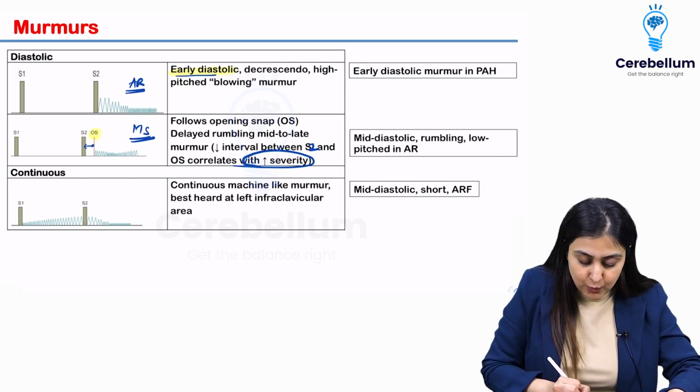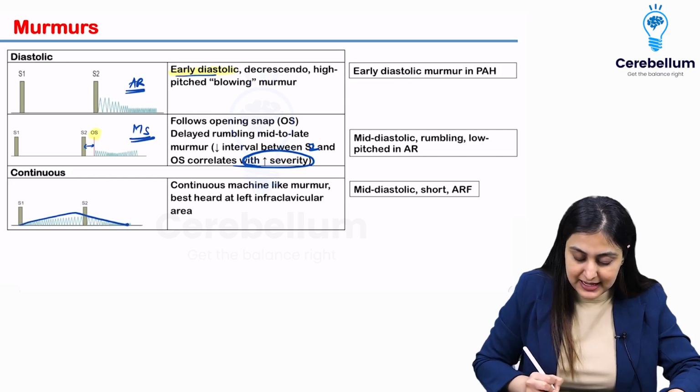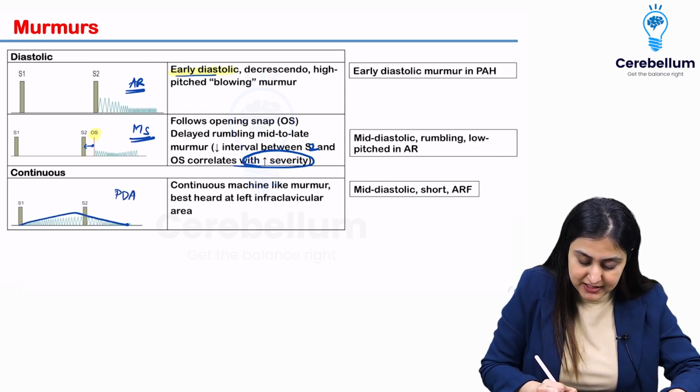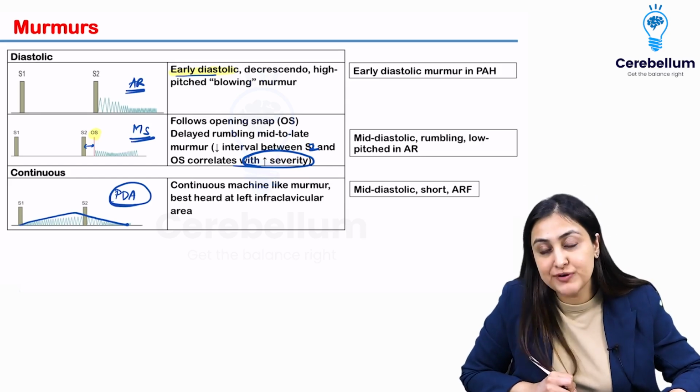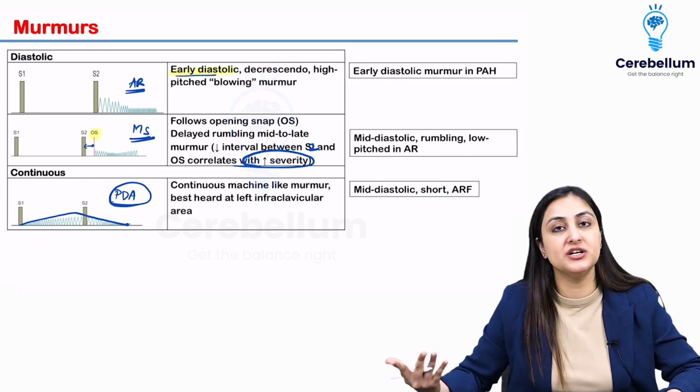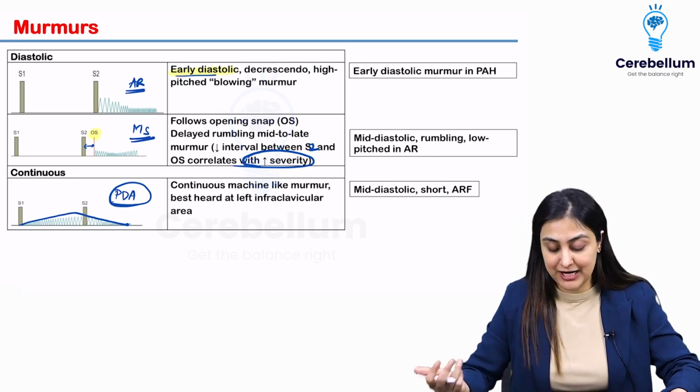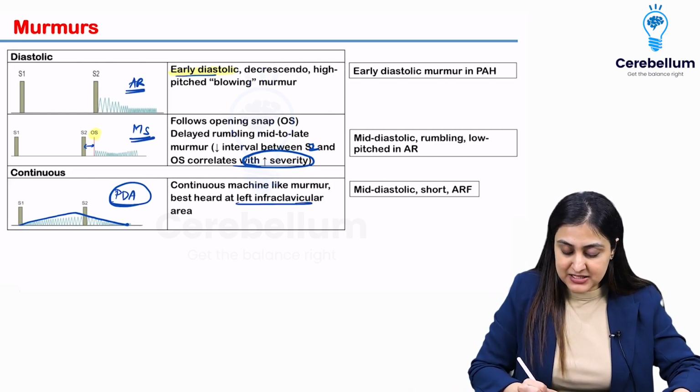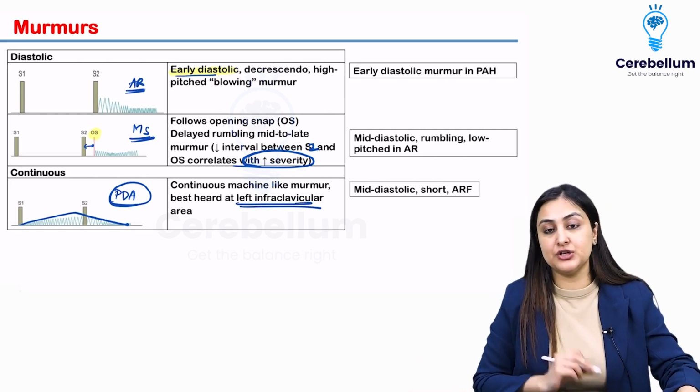On the other hand, one continuous murmur, systole, diastole. This is patent ductus arteriosus. Why is it occurring in both phases? Because the pressure difference between the aorta and pulmonary artery is constant. It's not just systole, it's everywhere, alright. So, this is PDA. It's best heard in the left infraclavicular area.